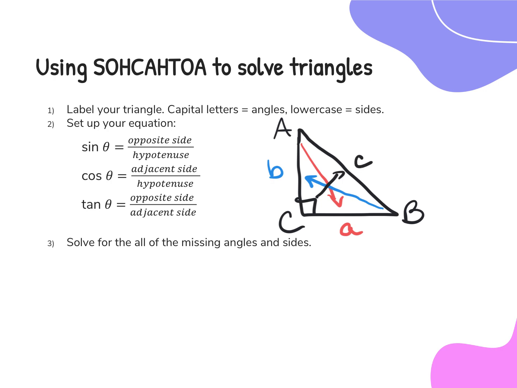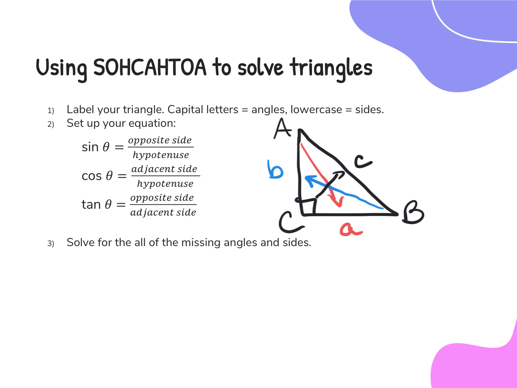When you're solving these right triangles, always try to use the given. Because if you use a calculated number and you've made a mistake, now the rest of your answers will also be wrong because you're using a wrong answer in the problem. So always try to use the given. Don't try to use a calculated number.